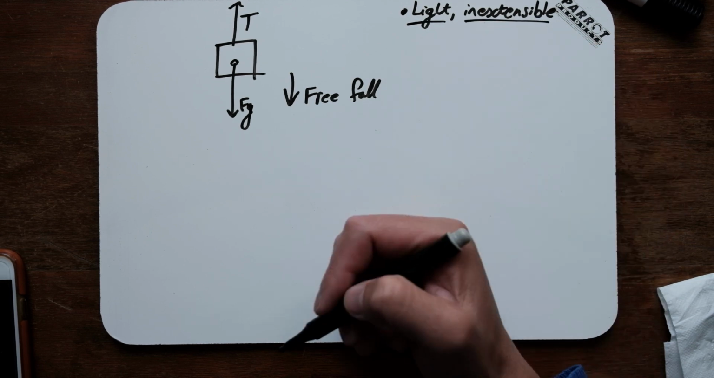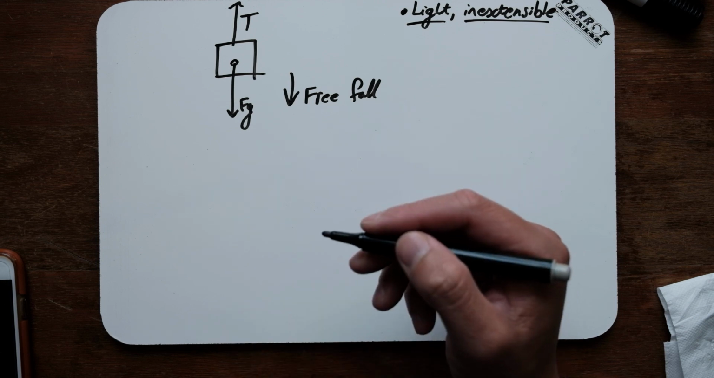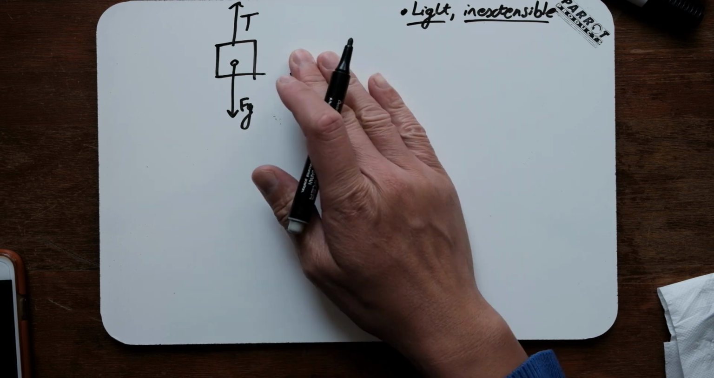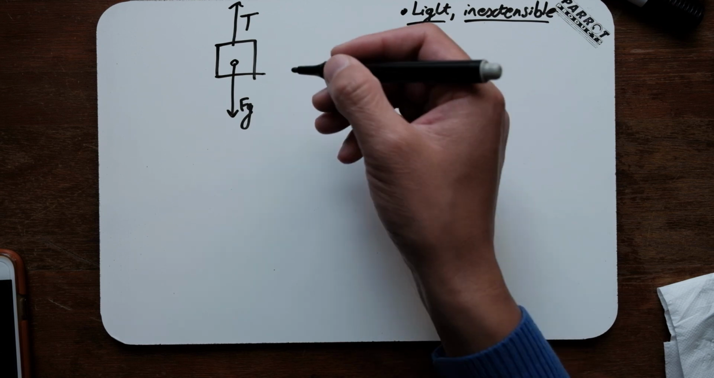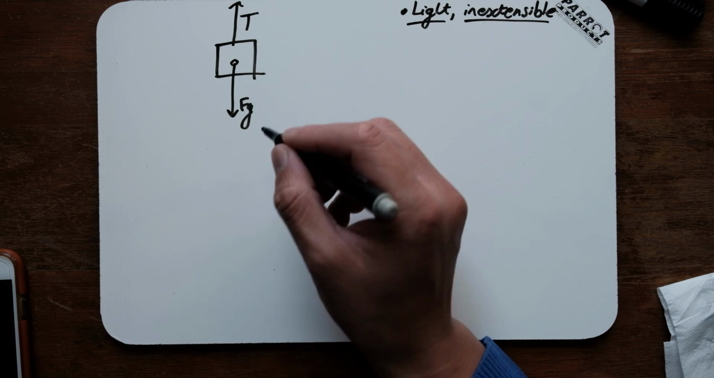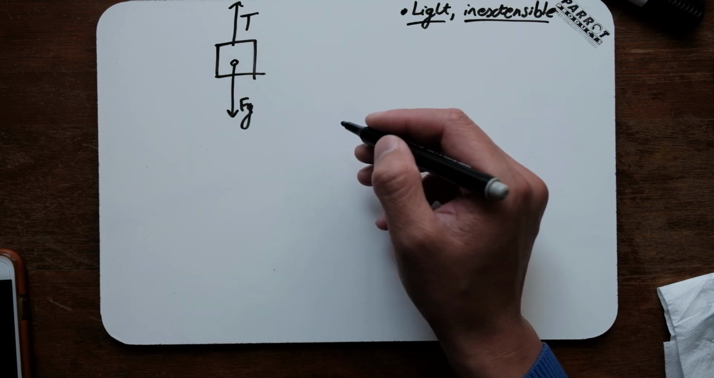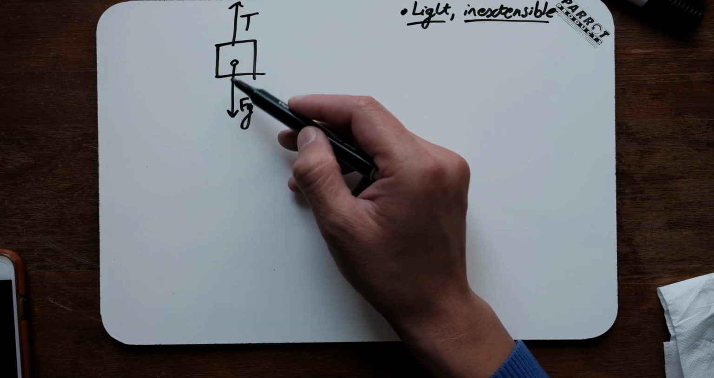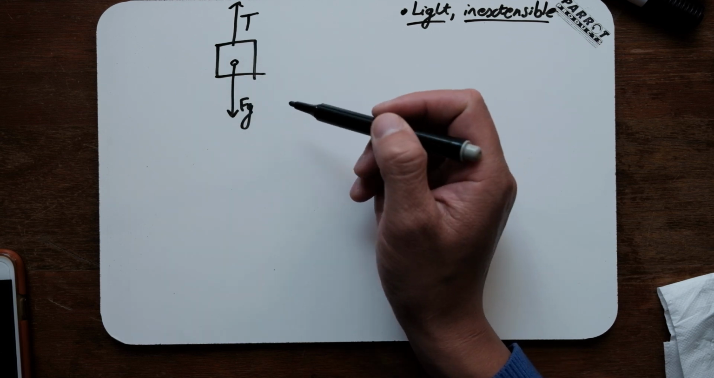And if we go back to the final type, which you need to know, an object in the vertical plane. Either our object will be free falling, or it can be held up by a wire or a string. And the string will be light. It will be inextensible.